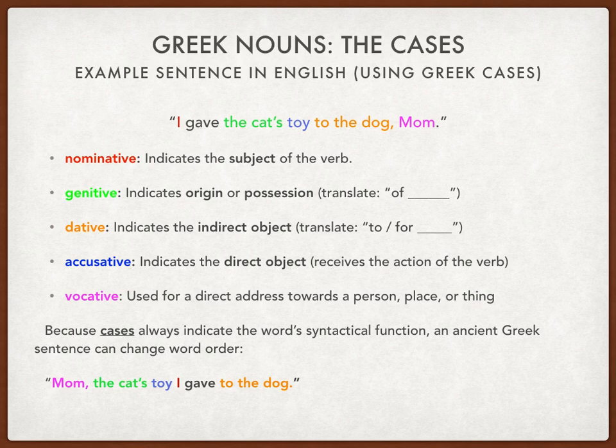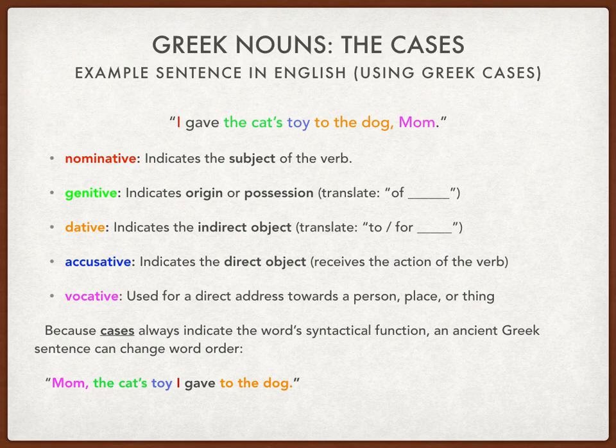The dog. How's the dog working in the sentence? Actually, before I do that, what about toy? Well, the toy is my direct object, right? That's the thing being given. I didn't give the cat away. I didn't give the dog away. I gave the toy to the dog. The toy is being given. It's the direct object. So I'm going to put that in the accusative case.